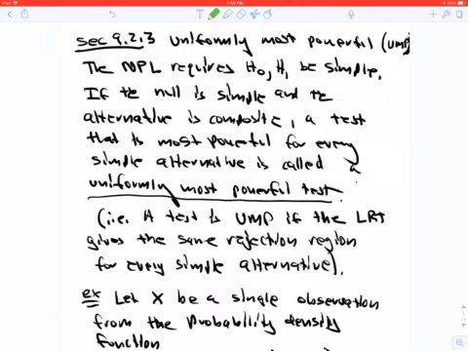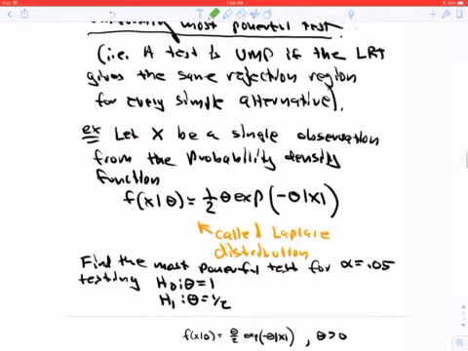It's uniformly most powerful because by the Neyman-Pearson lemma, we know that LRT is most powerful for simple tests, and we're getting the same rejection region for all of these simple tests, and hence our test is going to be most powerful for all the different alternative values that you can have.